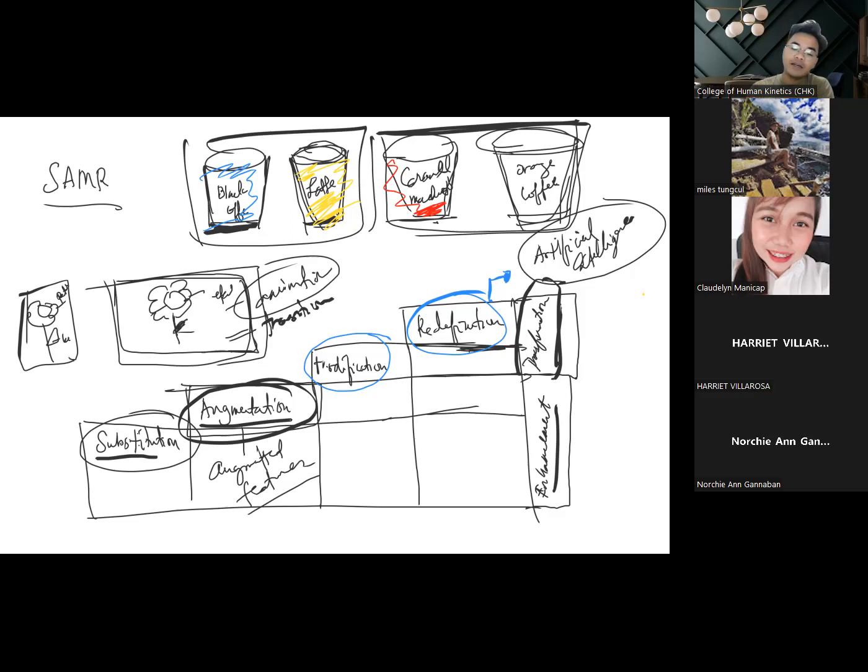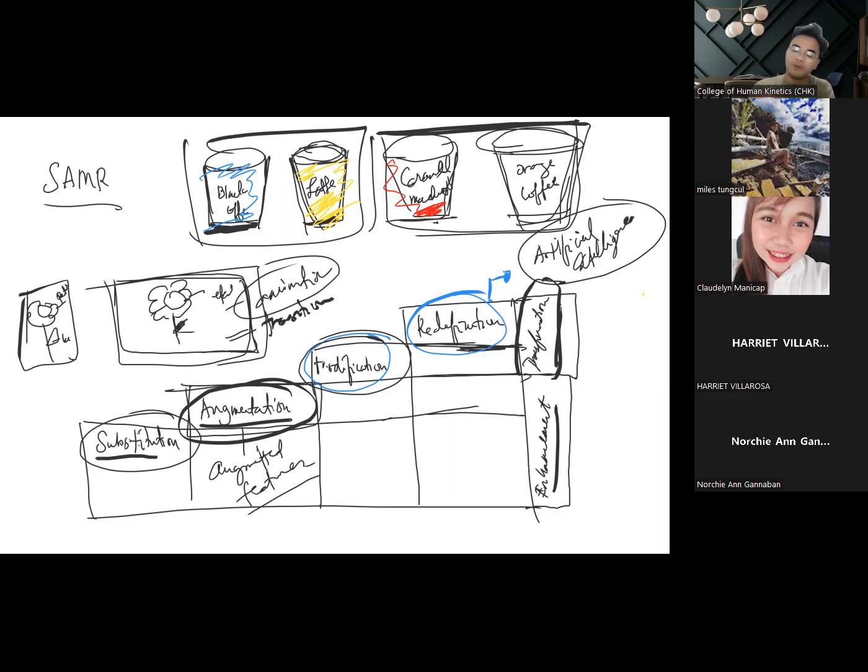On the other hand, modification is simply modifying. So, halimbawa, pag nag-quiz na yung mga bata, ginagamit nyo ay Google Form, yung mga ganyan. You are modifying the way you accomplish classroom tasks. We call that modification. So, yung task ang tinitignan natin dito. You are modifying regular classroom tasks. For example, yung sinabi ko kanina, collaboration in Google Docs is also an example of modification.